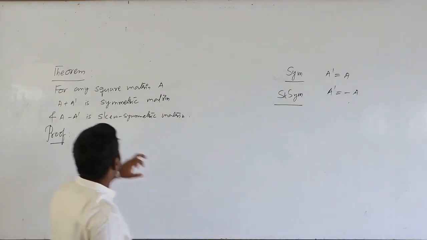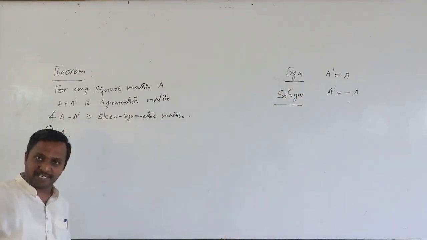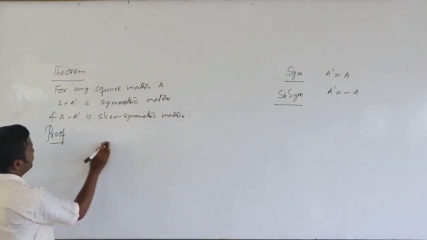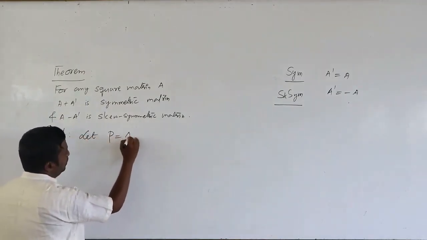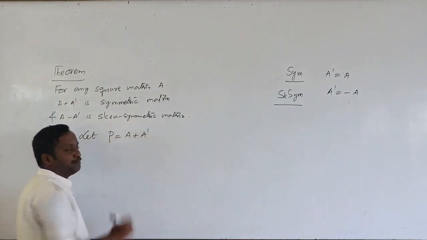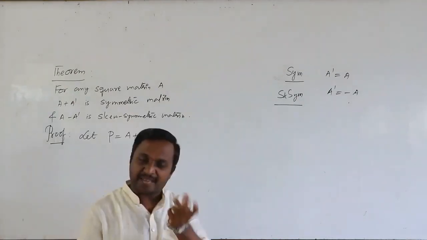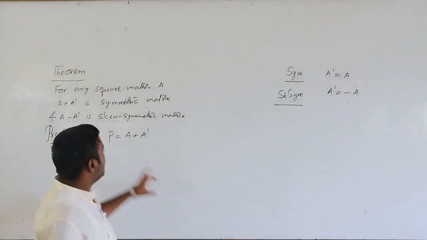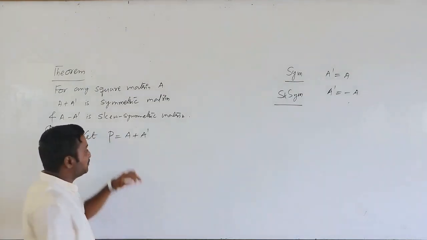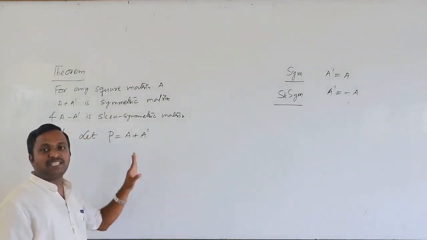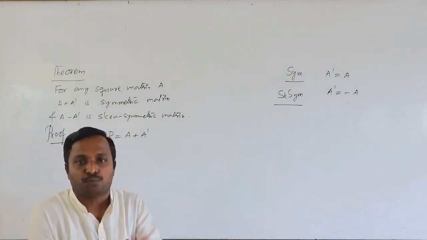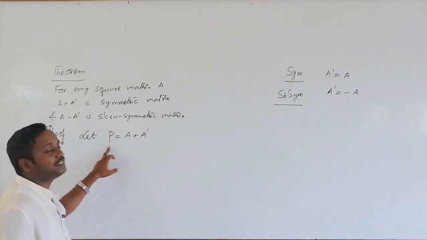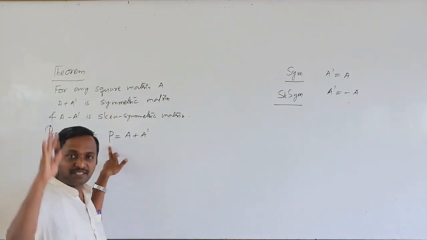Now come to the point. We have to prove A plus A dash is symmetric. Just look at this. I will take P equal to A plus A dash. P is one matrix which is represented by A plus A dash. I have to prove A plus A dash is symmetric. I want to prove that means P is symmetric.